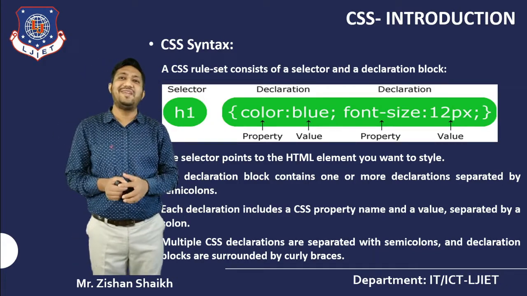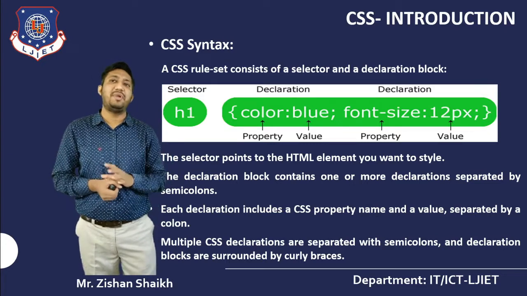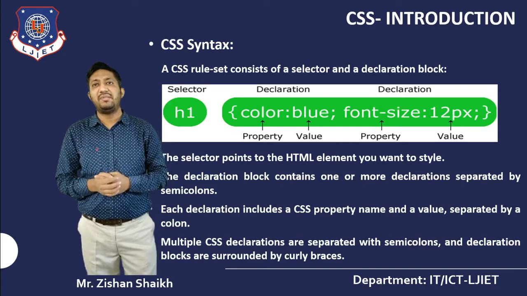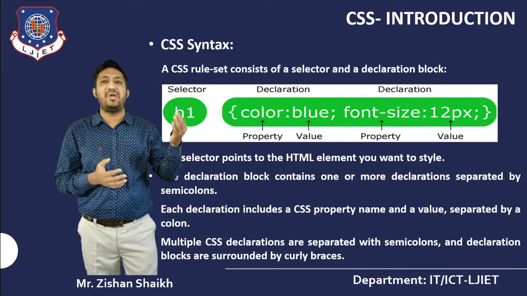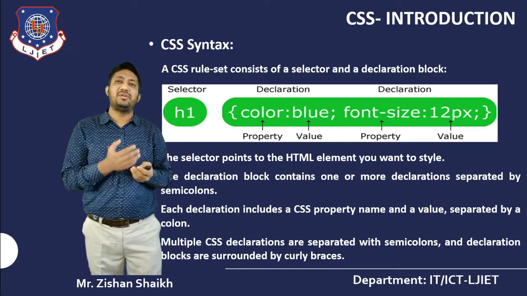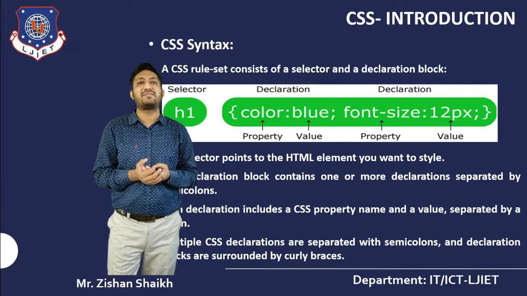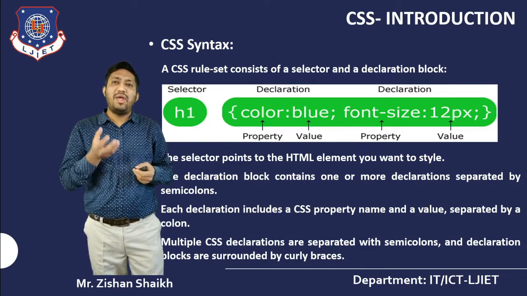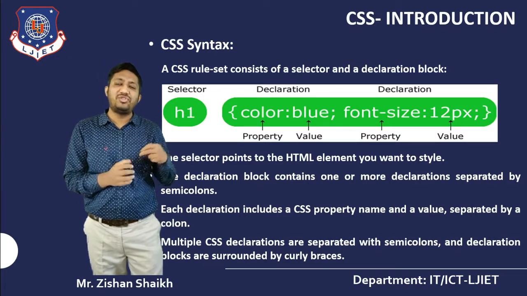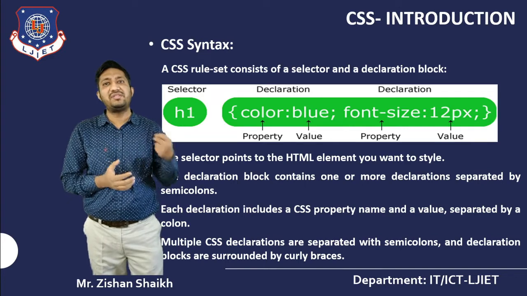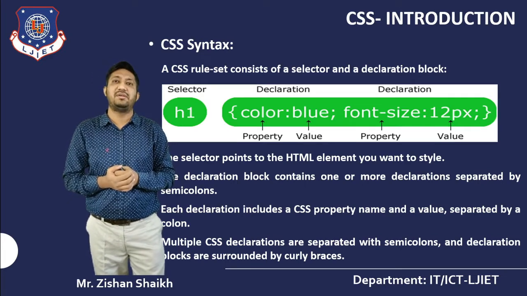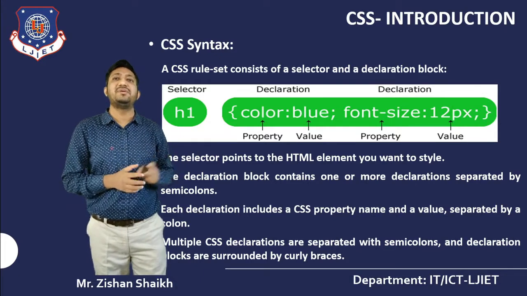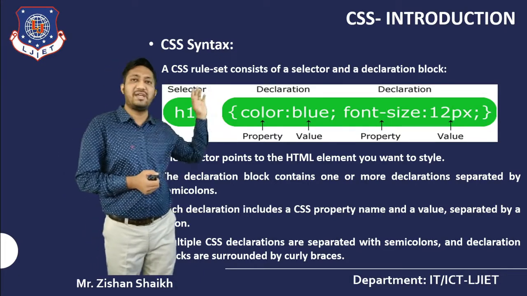So how can we write any CSS in our HTML page? You are already aware of the standard HTML page. It starts with the HTML tag, then the head portion, and in the body portion we are writing some text. For example, I'm writing h1 hello. But if I want to apply some CSS, where should we write it and what is the syntax of that CSS? For that we have to use the syntax structure of CSS. This is the example.